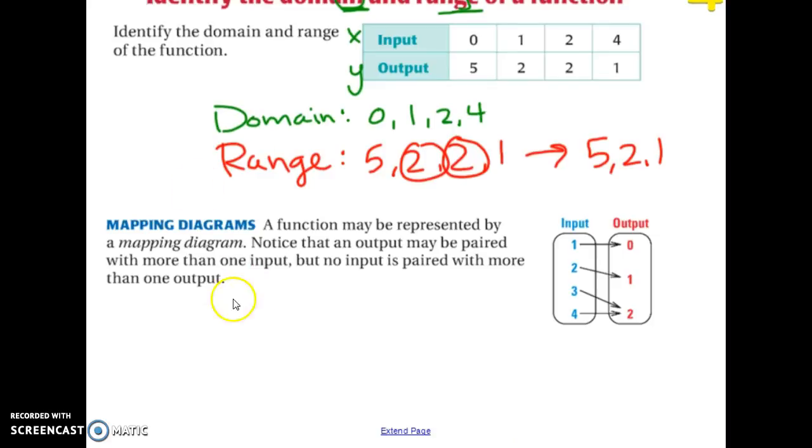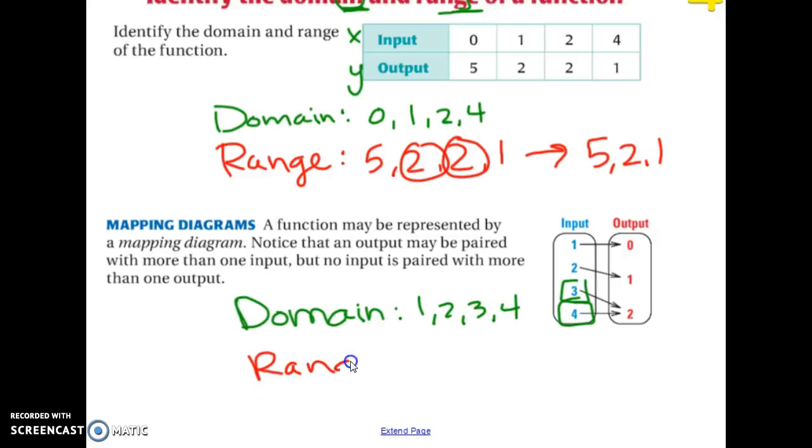And then same thing here, identifying first our domain. They give us a lot of information here. They explain again why this is okay, this is fine. But our input, we plugged in a 1, a 2, a 3, and a 4. And our range, what we got out was a 1, a 0, a 1, and a 2.